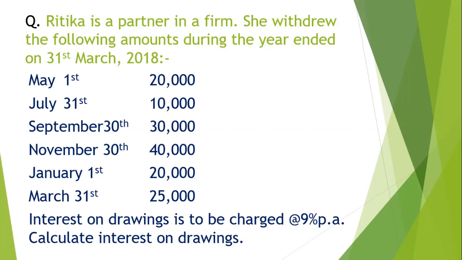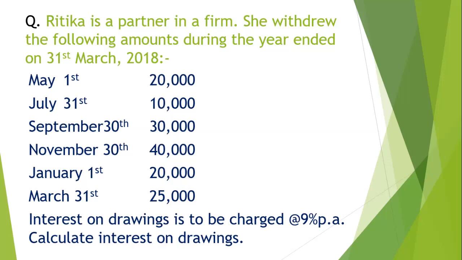It is saying that on 1st May she has drawn rupees 20,000, on 31st July 10,000, on September 30th 30,000, on November 30th 40,000, on January 1st 20,000, and on March 31st 25,000. Further, interest on drawing is to be charged at 9% per annum. Calculate interest on drawing. So now the question is very clear to all of you.